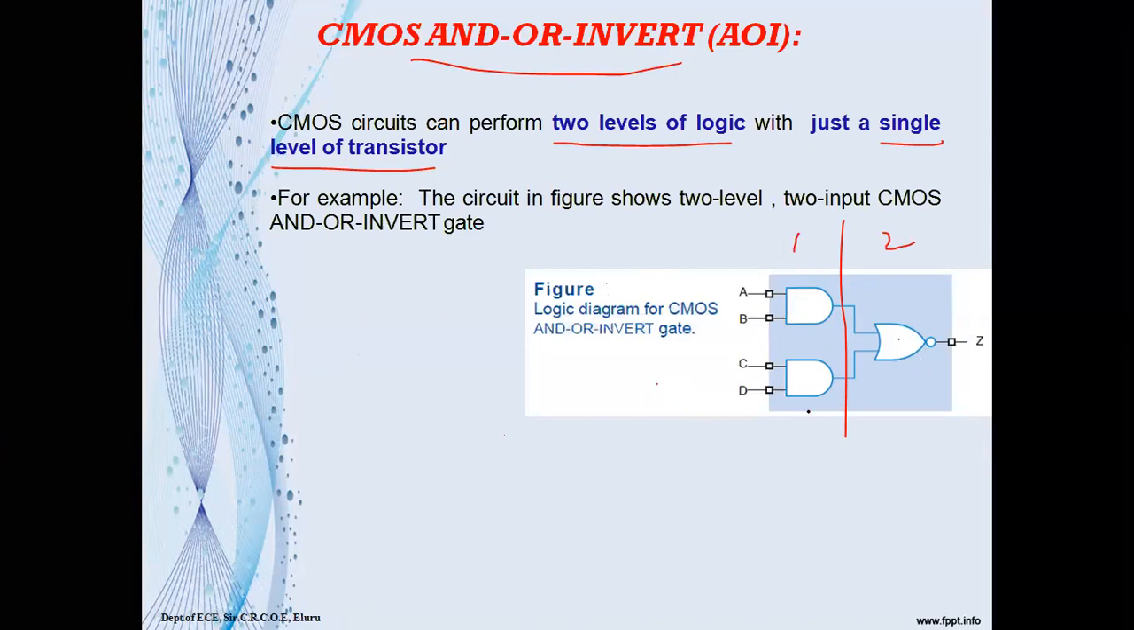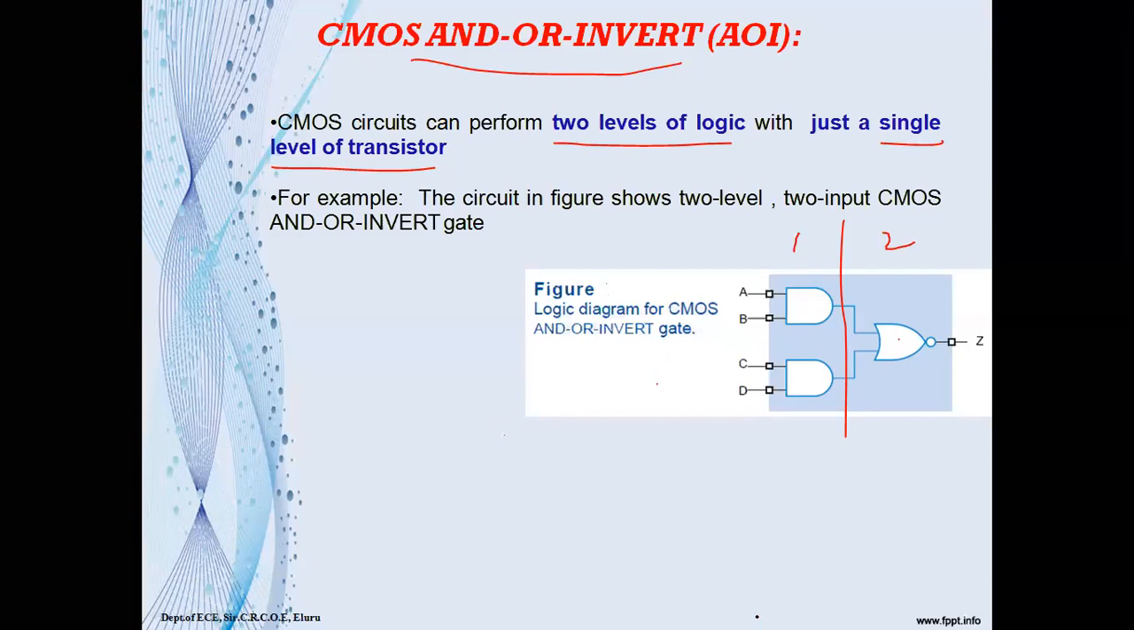So practically, if you implement this circuit, we will take the AND gate separately and the NOR gate separately. But in CMOS circuits, this entire two-level logic will come into a single level of transistors here. I think you understand the advantage. The advantage is that two-level logic gates get into a single level of transistors here.